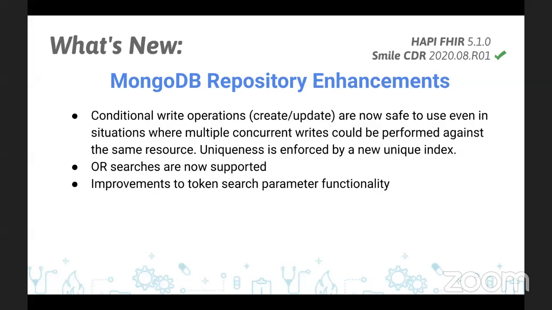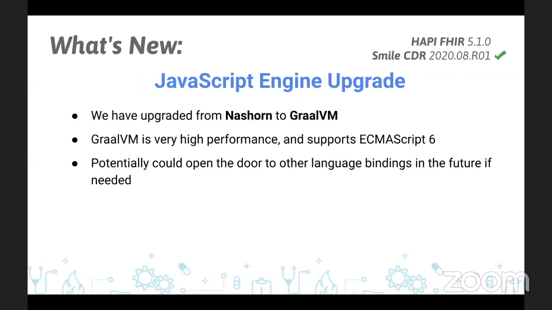We've also implemented support for OR searching, which is a fairly basic FHIR feature, but was missing. And a bunch of enhancements to our support for token search parameters as well. So Mongo continues to get better and better as an alternative to the relational support.